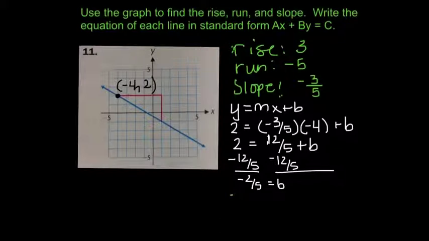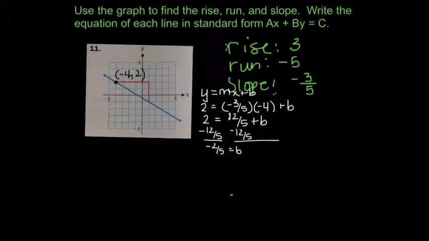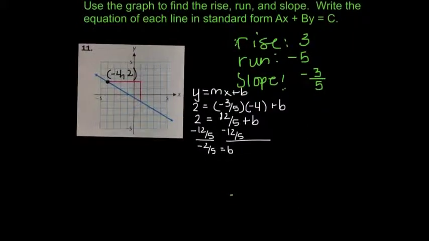The graph crosses the y-axis at about -2/5. Let's make all of this a little bit smaller, just so we have some more room here. So my equation in slope-intercept form is y equals -3/5 x minus 2/5.